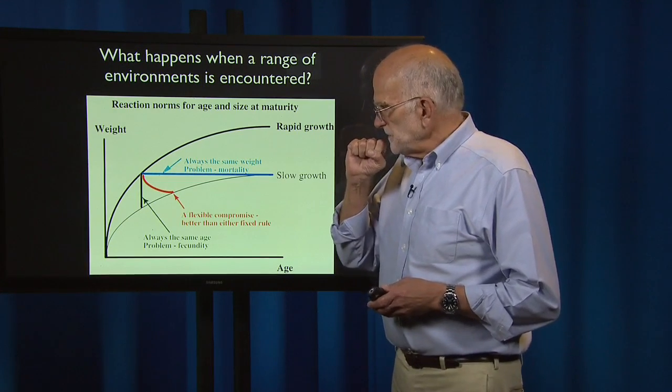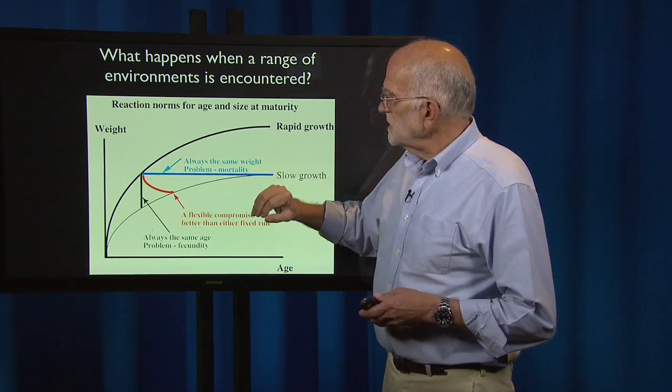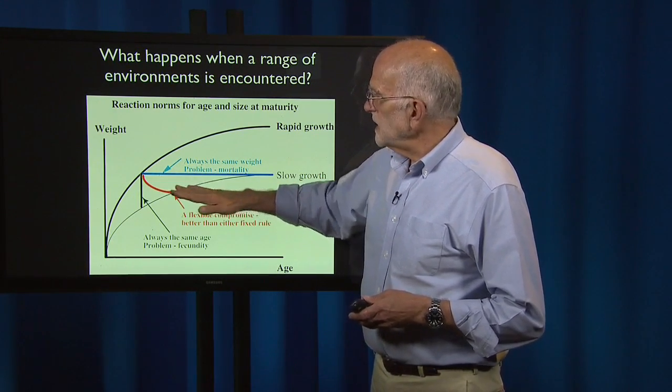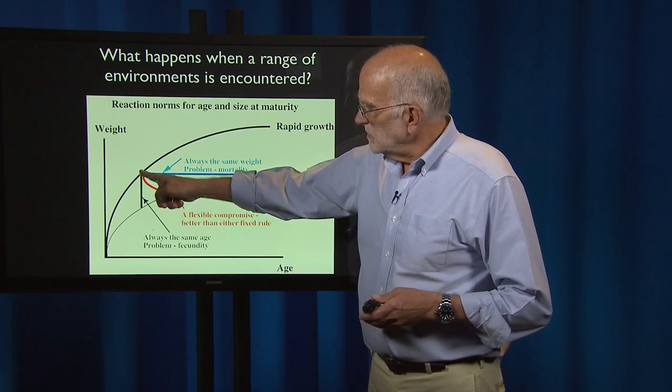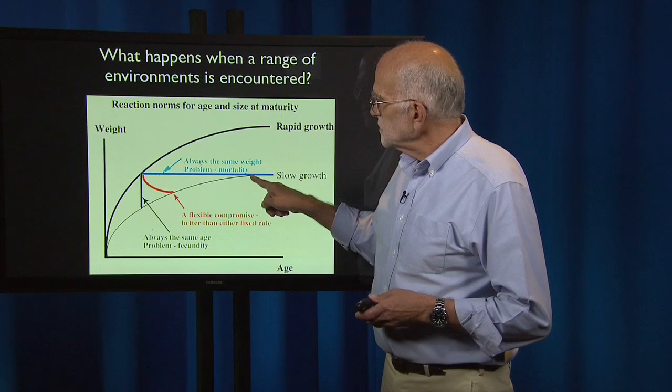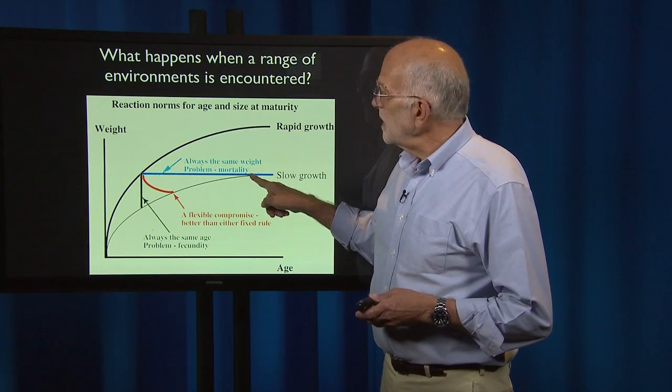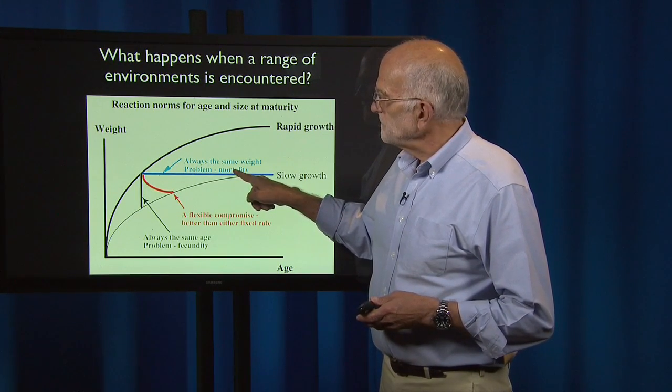Let us suppose that organisms decided that they were always going to mature at the same weight. Well, if they were growing rapidly, they would mature young, and if they were growing slowly, they would mature quite old. And the problem they would encounter is mortality.